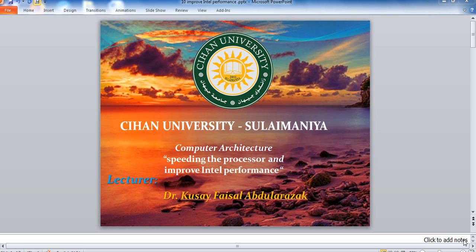As I mentioned, cache memory is static RAM, and also by improving the speed of dynamic RAM, which is the RAM. This is also a kind of improving Intel performance. So all these types are ways to improve the processor speed. Okay, so let me start with today's lecture.